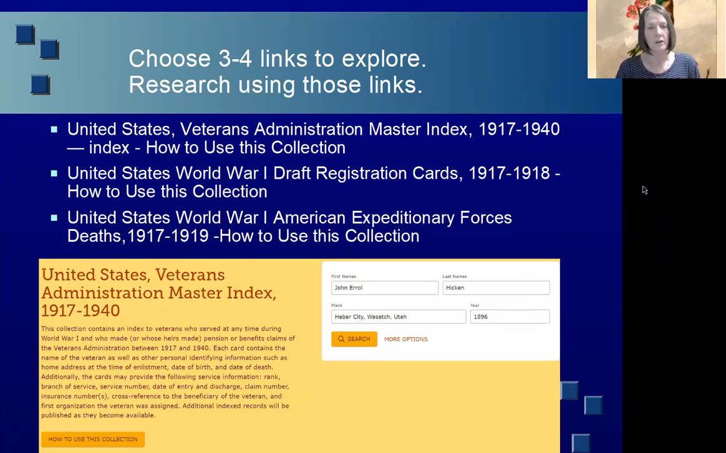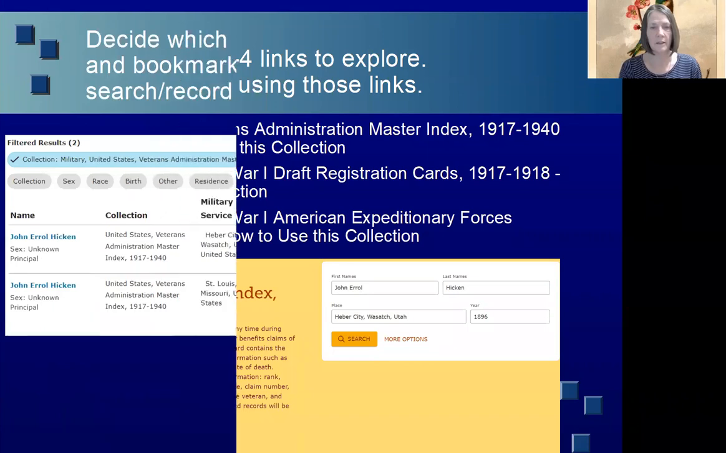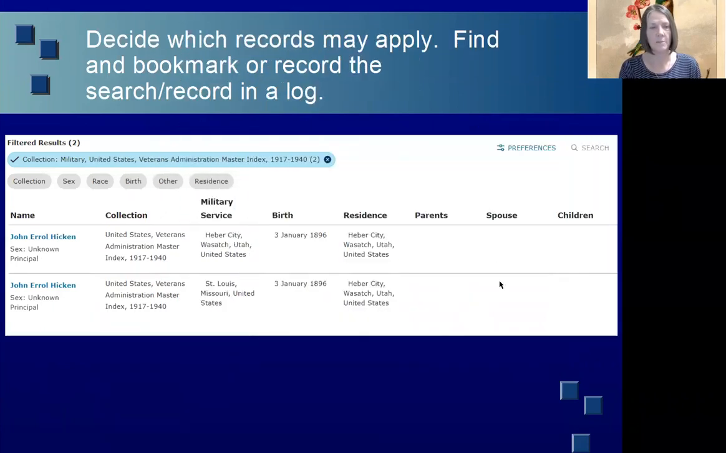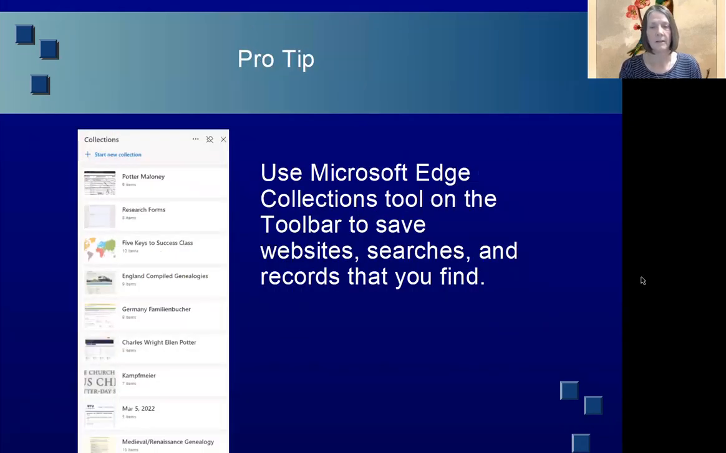Then, so the United States Veterans Administration Master Index, if you click on that, then it will come right up to your search on Family Search, how to use this record collection, and also you can just search. So I put my grandpa's name in there, and these are the two that came up. It came up underneath the Veterans Administration Master as Heber City and also in St. Louis, Missouri. So I would need to check out both of those. And this is just a little tip right here.